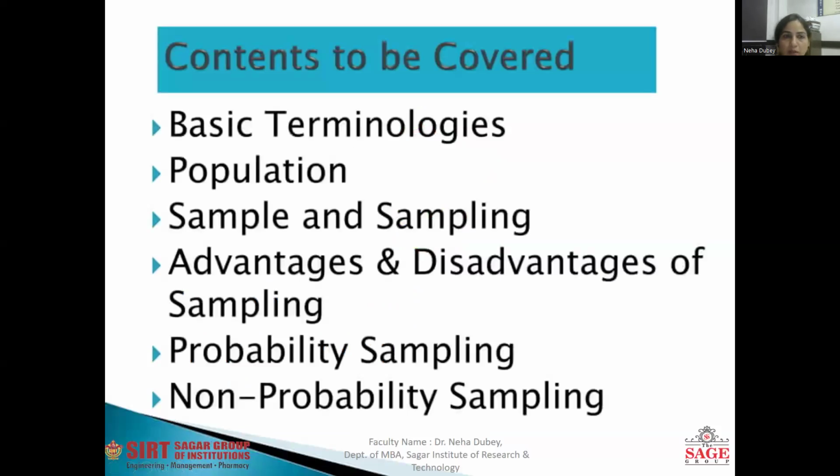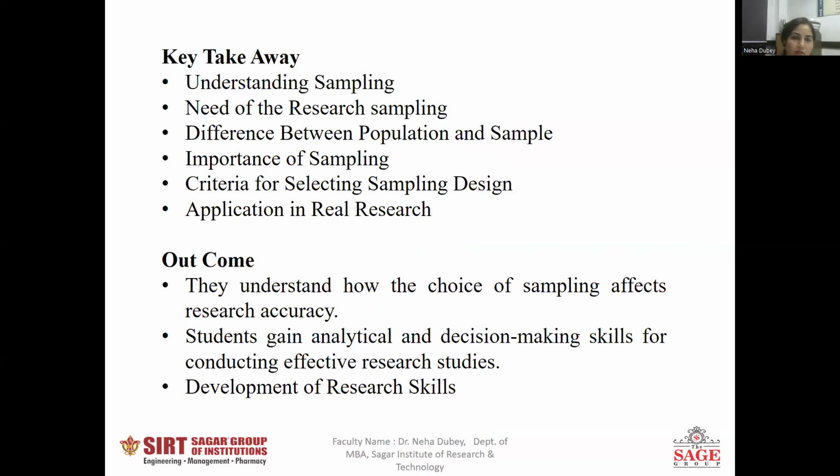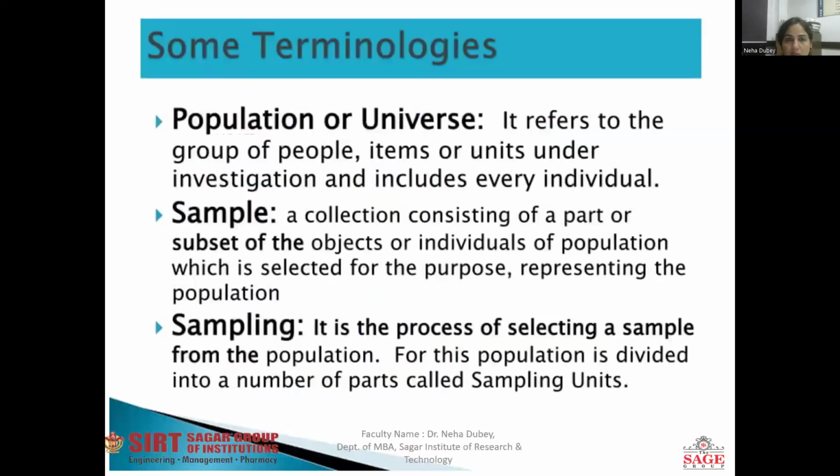First of all, we need to understand the contents to be covered, the basic terminology: the population, the sample and sampling, advantages and disadvantages of sampling, and the types of sampling, that is, probability and non-probability sampling. After you have listened to this lecture, you will understand how the choice of sampling affects research accuracy. Students gain analytical and decision-making skills for conducting effective research studies and development of research skills.